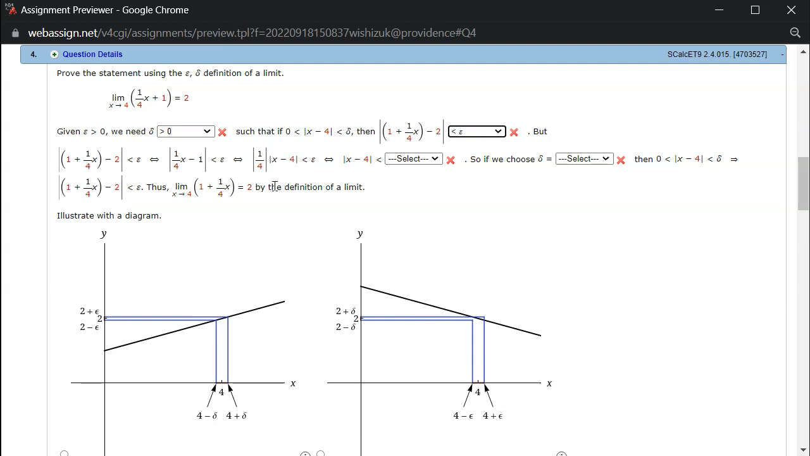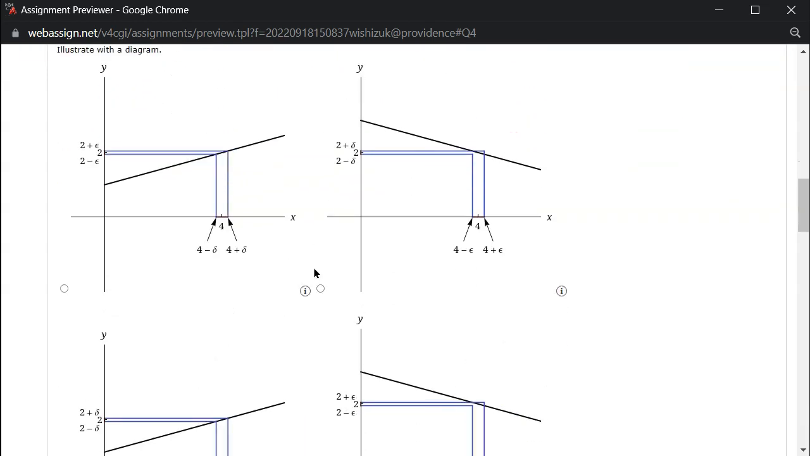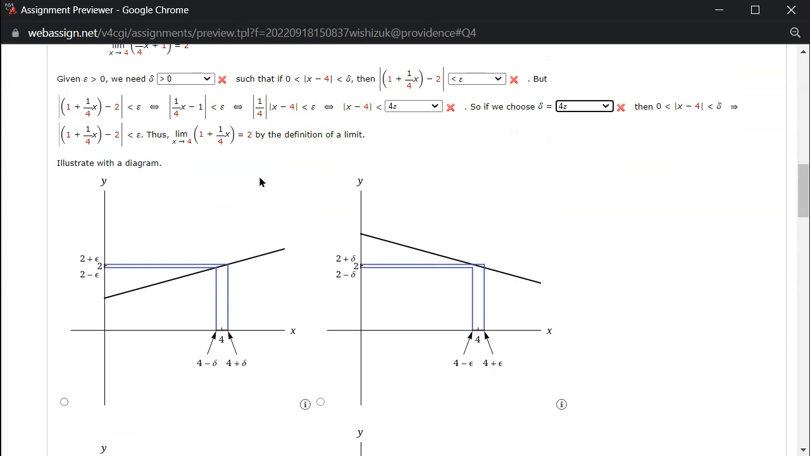So we have that. And then multiply both sides by 4 to get rid of 1 quarter. So you need to multiply epsilon by 4. So you have 4 epsilon. All right, so therefore, we can choose the delta to be 4 epsilon. So we pick 4 epsilon, then everything works out. And is there anything else? Oh, we have to pick the picture.